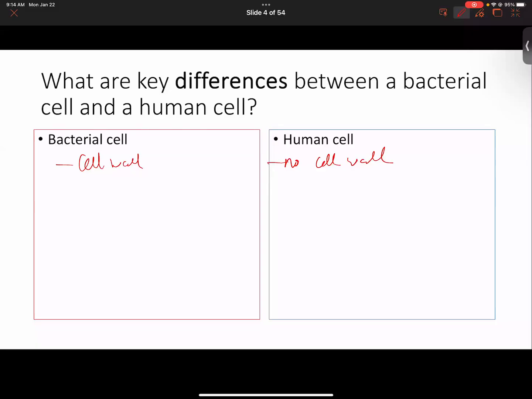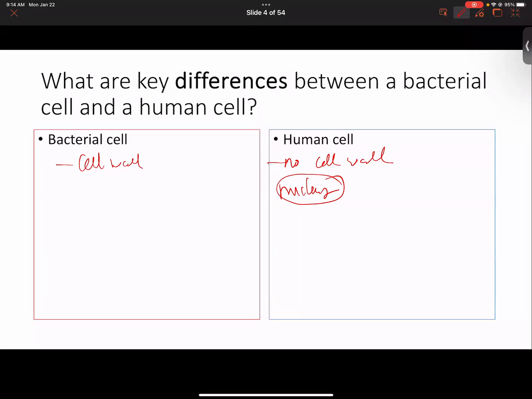Yes, sir. Encapsulated nucleus or membranous nucleus. Nucleus, all right. So which one has the nucleus? Human cell. Good. They're eukaryotes. They have a true nucleus. And inside the nucleus of a human cell, you find the DNA, all the chromosomes.